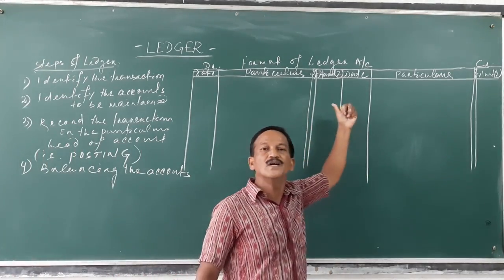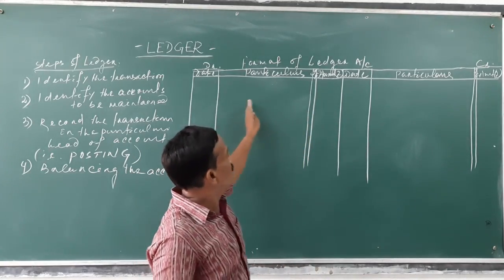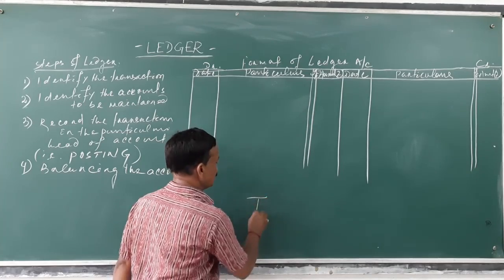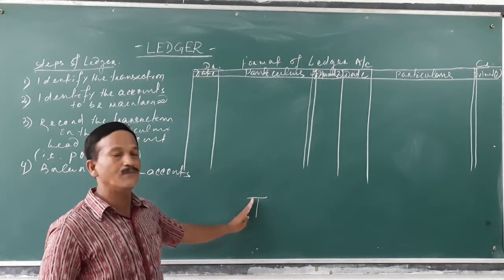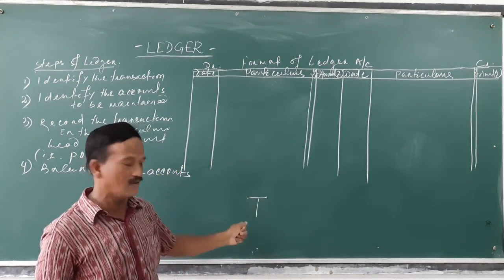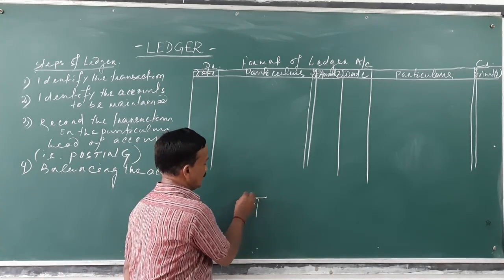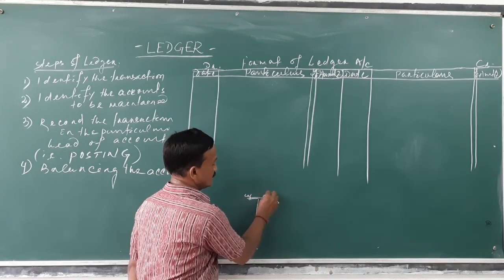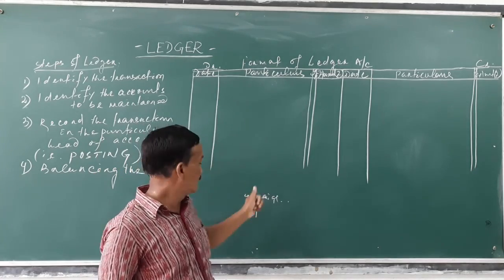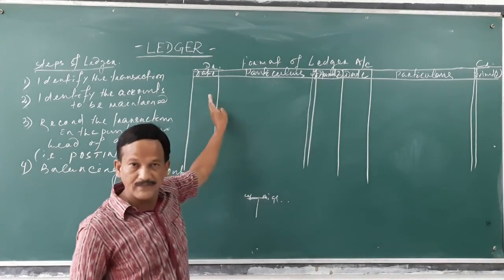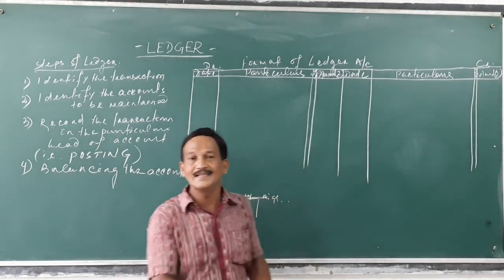This is the format of the ledger account. It is like a capital letter T. That is the T form of account. The capital English letter T has two sides, this is the left side and this is the right side. The left side of the ledger account is called the debit side. The right side of the ledger account is called the credit side.